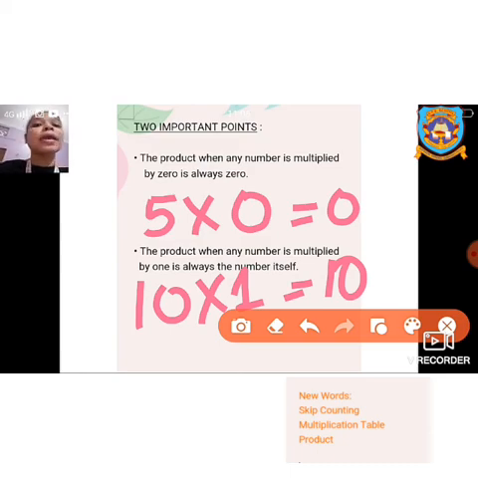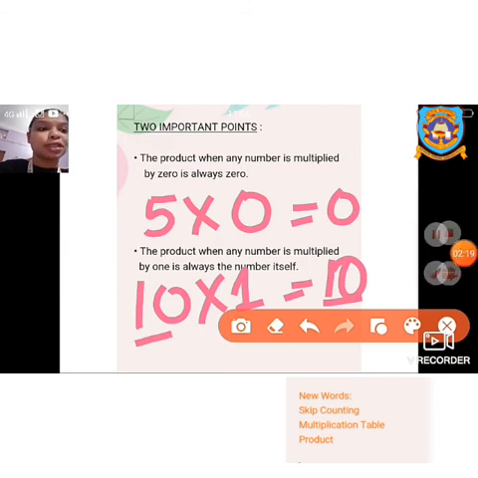These are the two important points of the multiplication table. The first is, any number you multiply with 0, you will get 0. Any number you multiply with 1, you will get the same number. Same number means what? You have taken 10 here, here also you will get 10. So these are the two important points of multiplication.